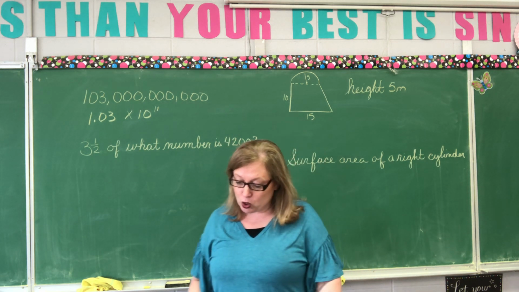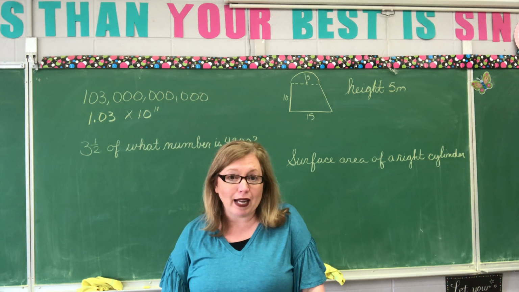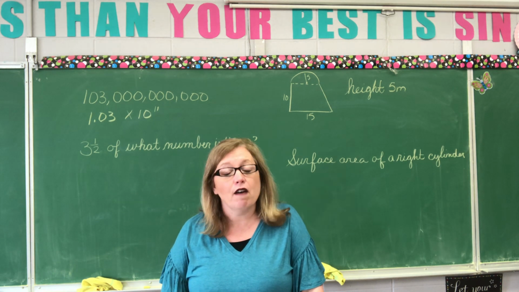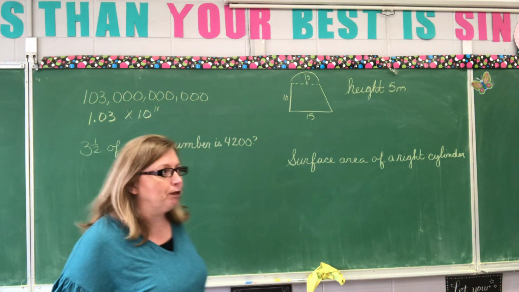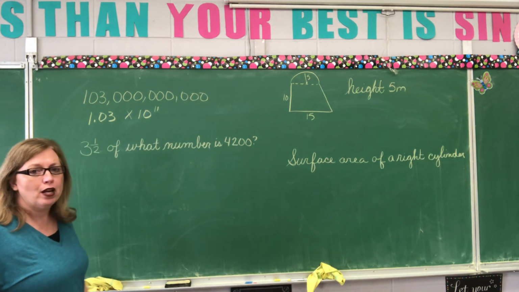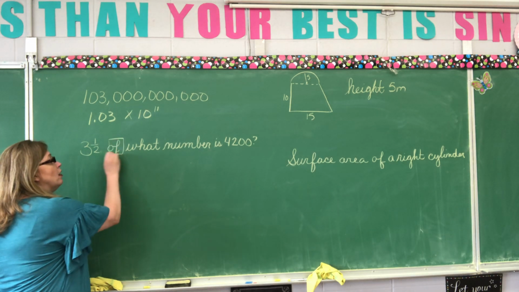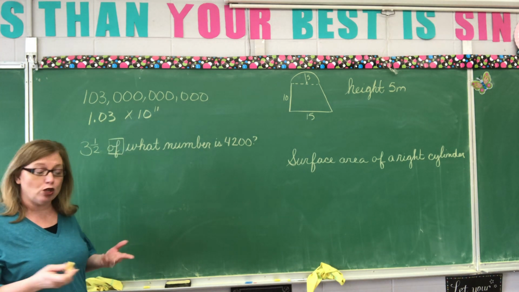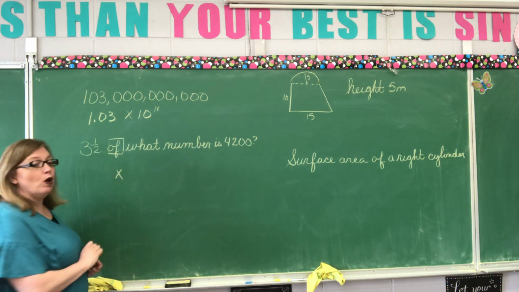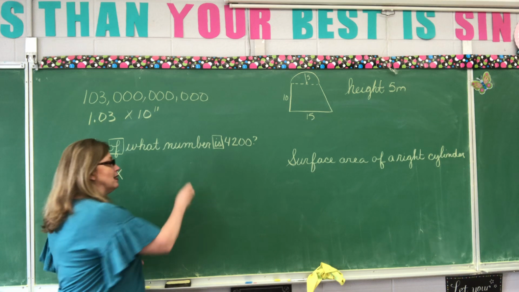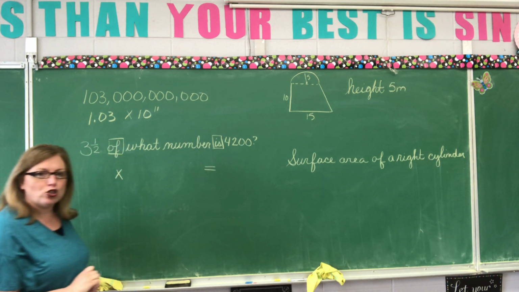Okay, look at number 12. It says you have 3 1/2 of what number is 4,200. Let's look at this problem. Let's think about what we learned. Think about our pattern. We know that the word of means to what? Means to multiply. We know that the word is means to what? It means it equals. This is going to be really stretched out today.